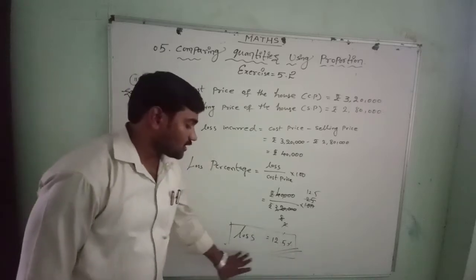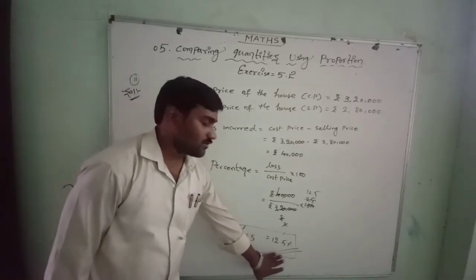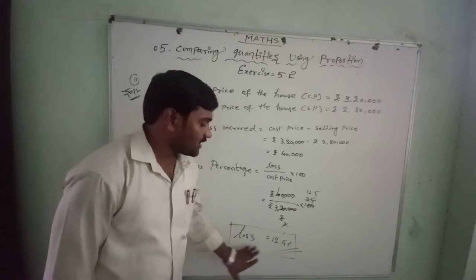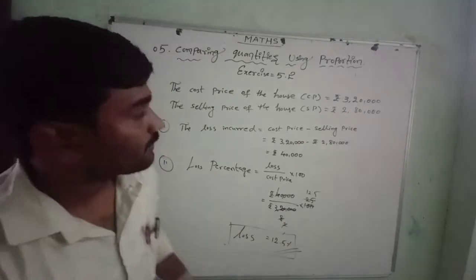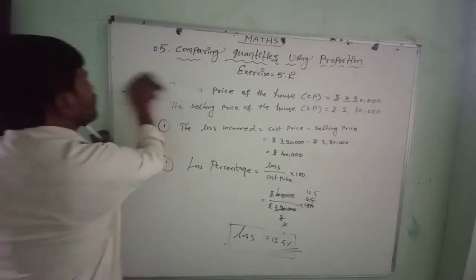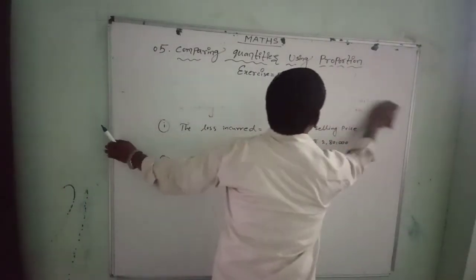You can write loss percentage equals 12.5, or loss equals 12.5%. So this is a very simple question. This is completed. Now we can go for the 12th one.